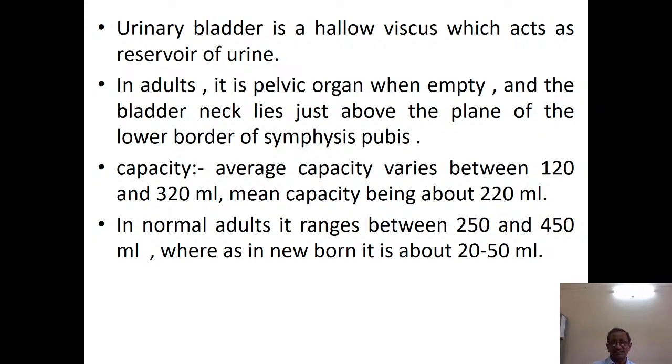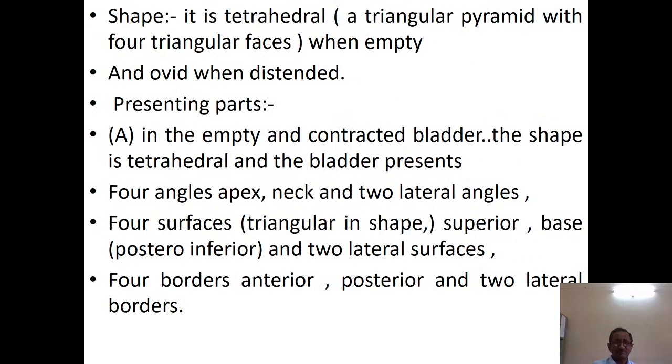It is behind the pubic symphysis. Its lower level is just above the lower border of the symphysis pubis, and of course, when it is empty only. If it is full, it can occupy the lower part of the abdomen also. Then it can accommodate 250 to 450 ml urine in adults, whereas in newborn it is about only 20 to 50 ml.